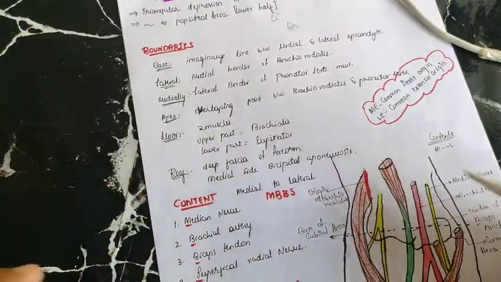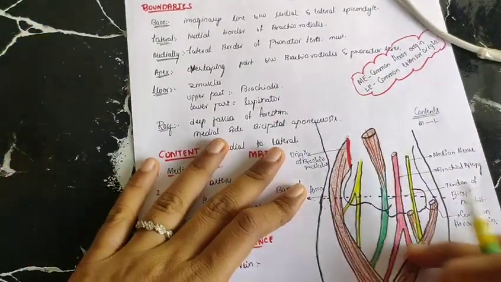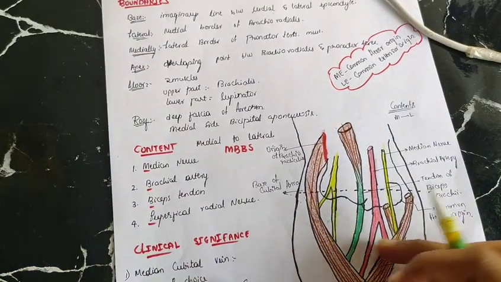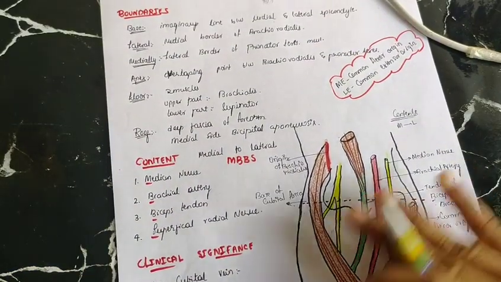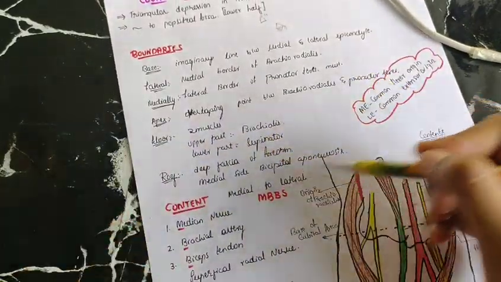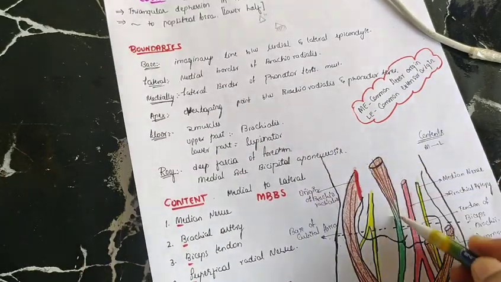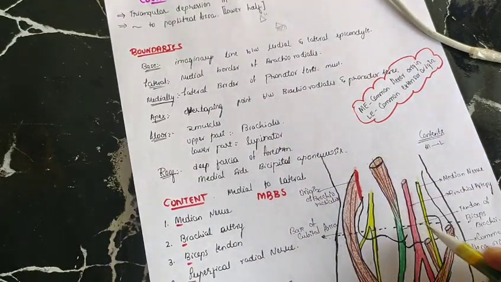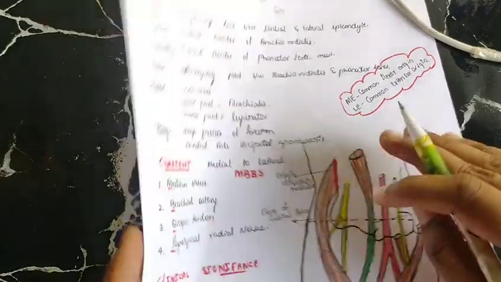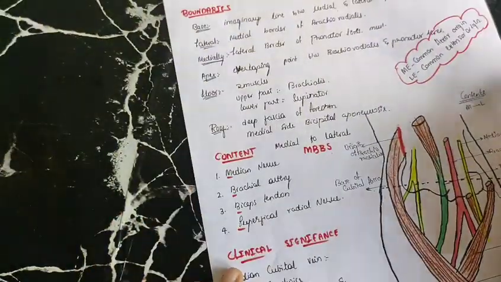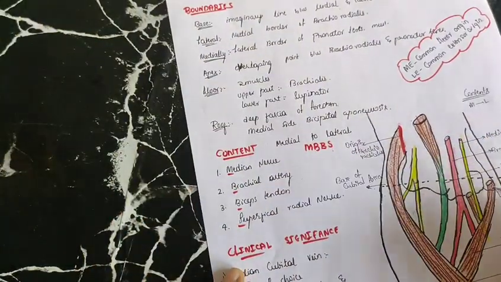And the roof is formed by the deep fascia of the forearm. From here it will be the forearm. This is formed by the fascia of the forearm. And on the medial side, we can see the bicipital aponeurosis, which is a muscle extending part, a thick fascia, known as aponeurosis. It forms the medial side of the roof.